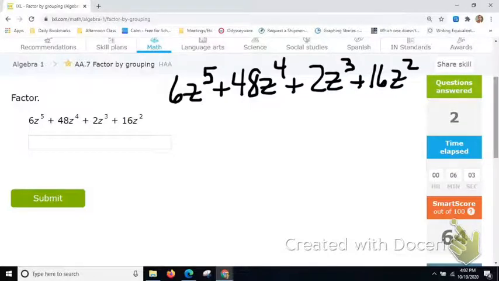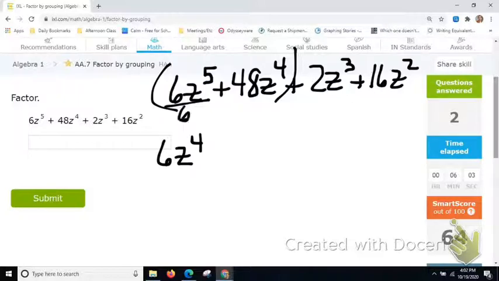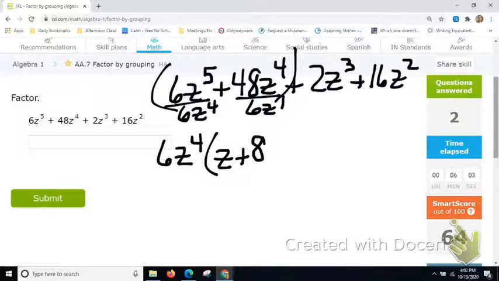All right, so first two, again, try the smaller number, see if it goes into the larger number. So in this case, yes, 6 goes into 48. And they both have, smallest would be z to the 4th. So I'm dividing these both by 6z to the 4th. So this would be z plus 8. And this one would have no z's left.